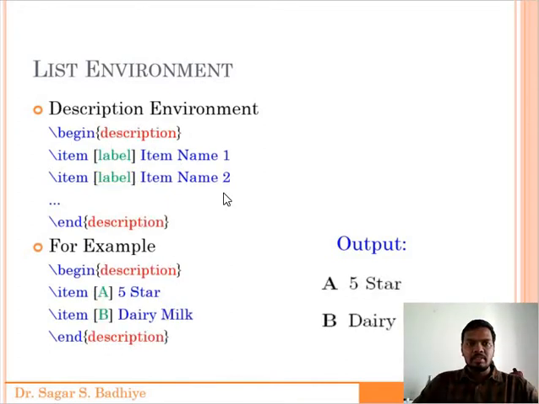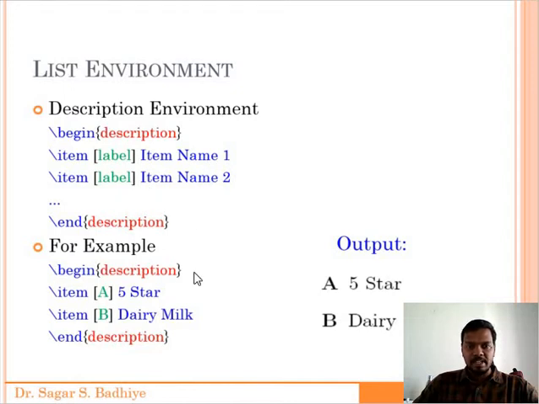The next environment is the description environment. This description environment is used to create a labeled list. The labels will be provided by us. So it starts with \begin{description} and ends with \end{description}. Within this begin and end, you will be using \item commands to add the items. But along with this item command, you will be making use of a label within square brackets as shown in this syntax. So \item, within square brackets the label you want to display on the output is provided over here, followed by the list of items.